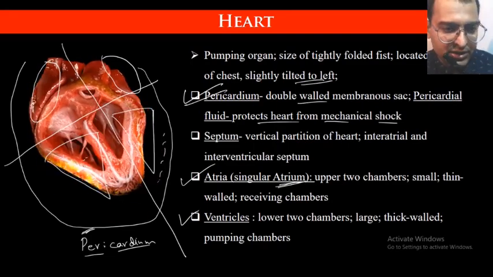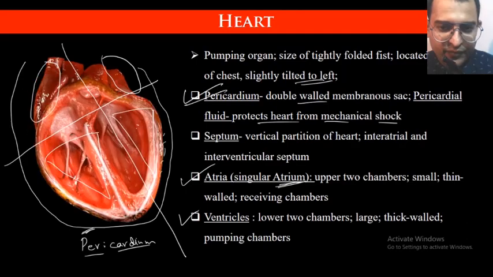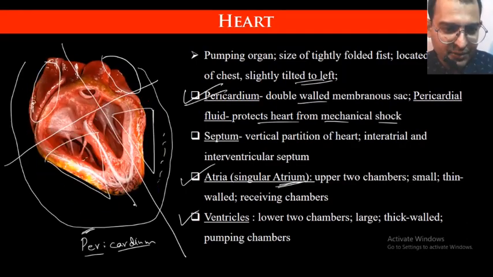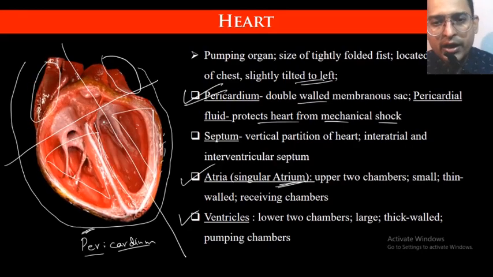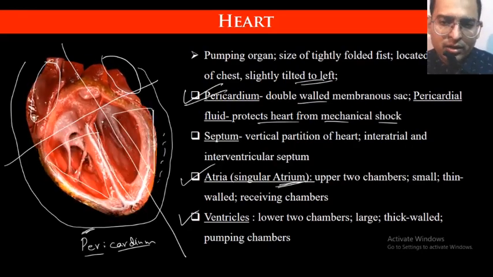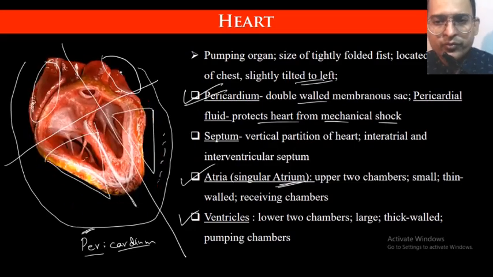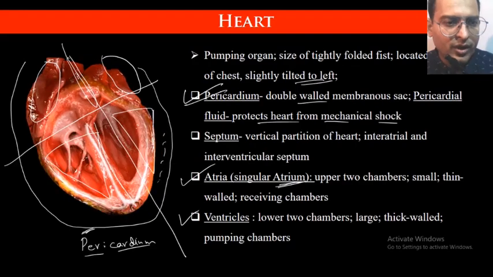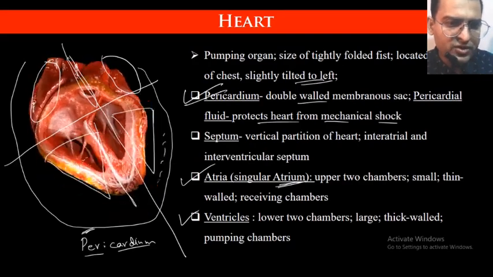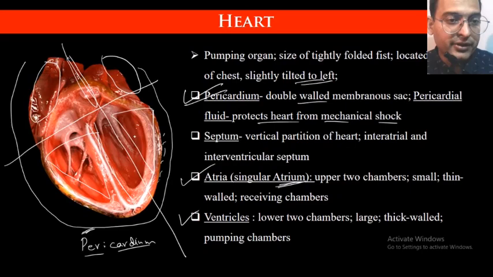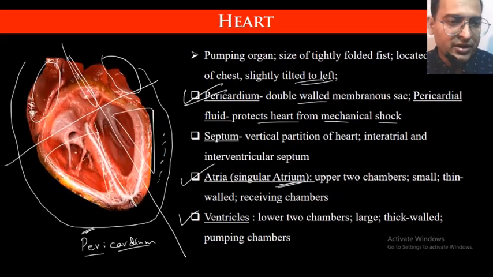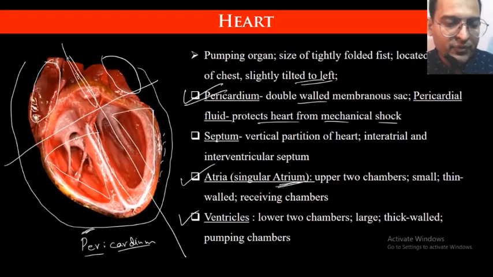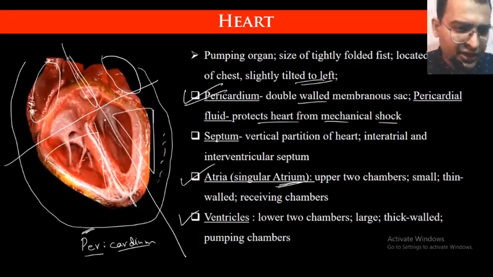The ventricles are separated by the interventricular septum. Okay, there is a septum. And the atria are also separated by a septum. So all the 4 chambers are separated from each other. There is no overlapping or mixing.